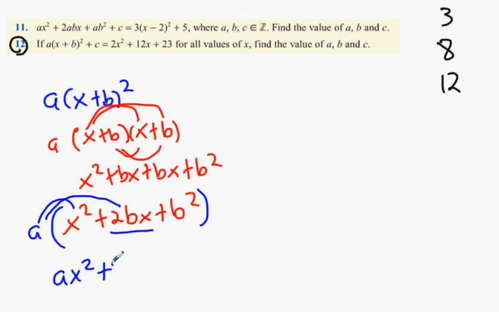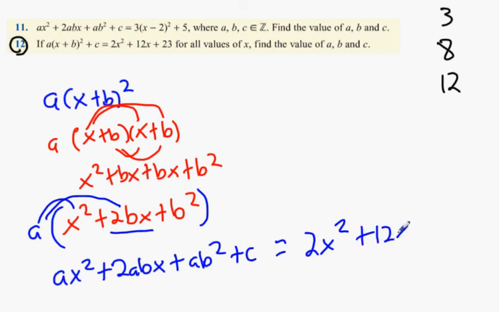2abx, a times b squared, ab squared. Finally, we have a plus c at the end, don't we? And then that equals 2x squared plus 12x plus 23.